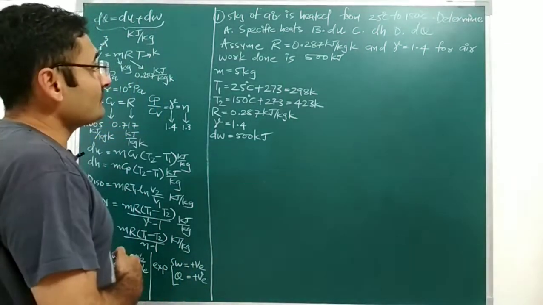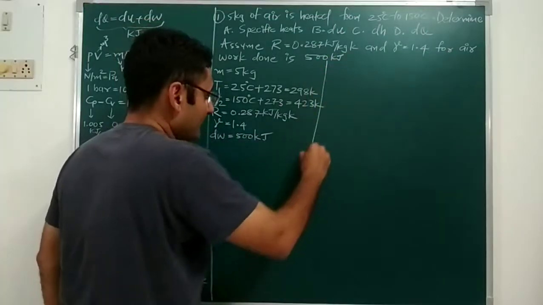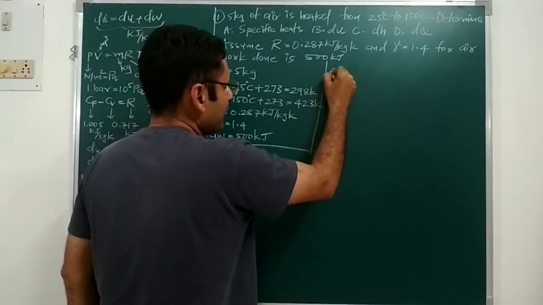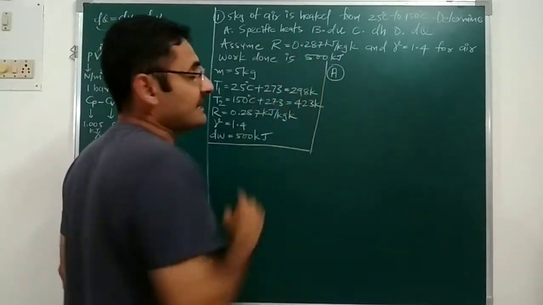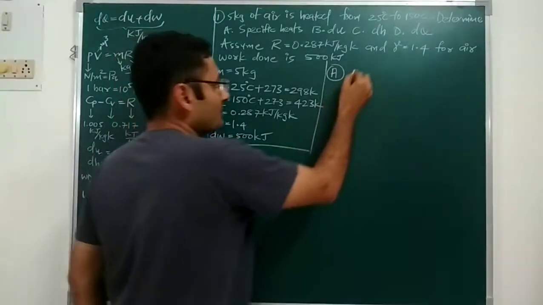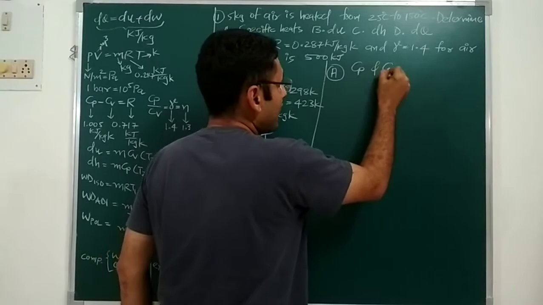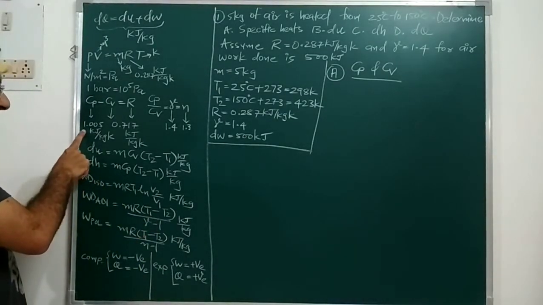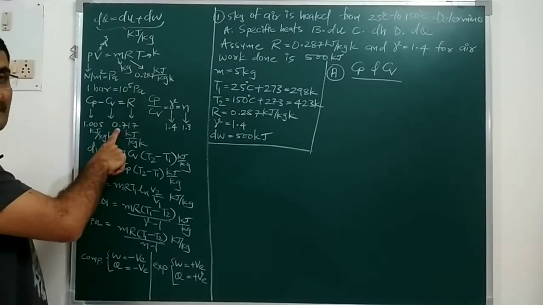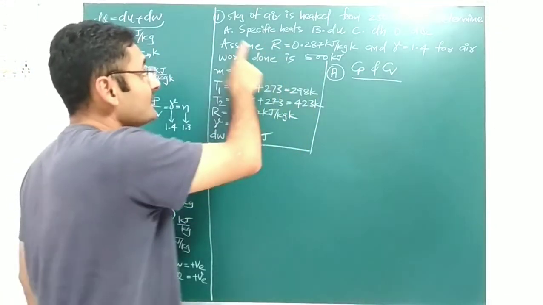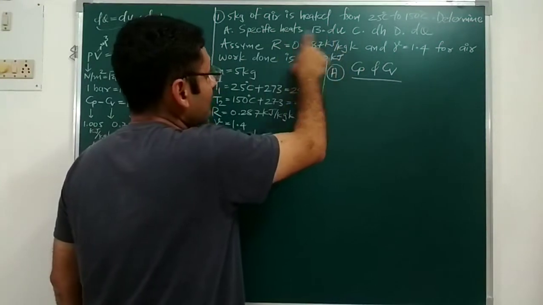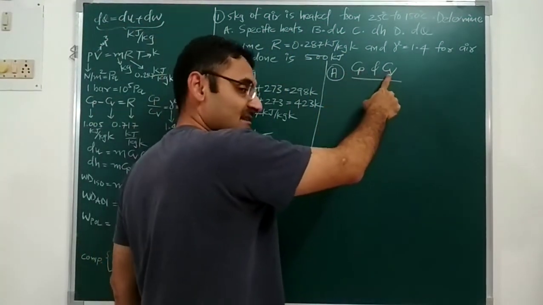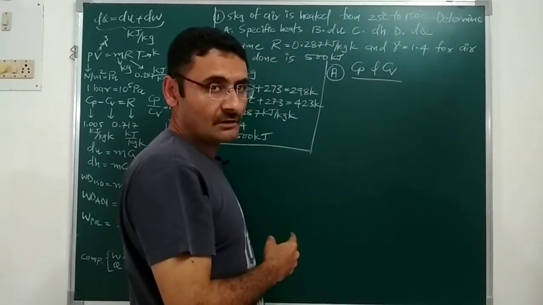Okay, now which thing do we have to calculate? That is the given data. The first thing to calculate is A, specific heats. Specific heats means you have to calculate the values of Cp and Cv. You should not directly write that the value of Cp is 1.005 and Cv is 0.717. You have to calculate, because in the numerical it is asked to calculate the value of specific heats.